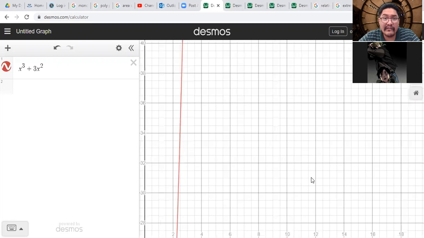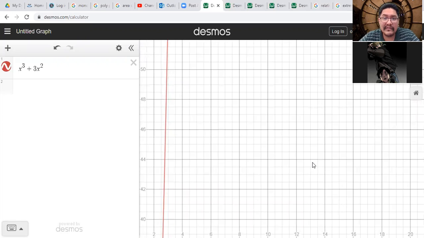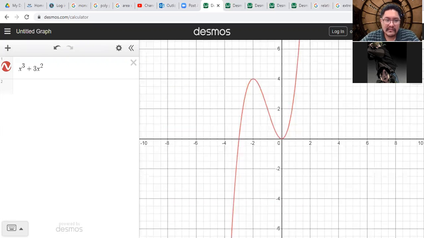Now again, it's going up really, really fast. And even though it's only moving to the right a little bit, very, very slowly, it is still going to the right and to the left infinitely. So that's why our domain and range is all real numbers, all right?